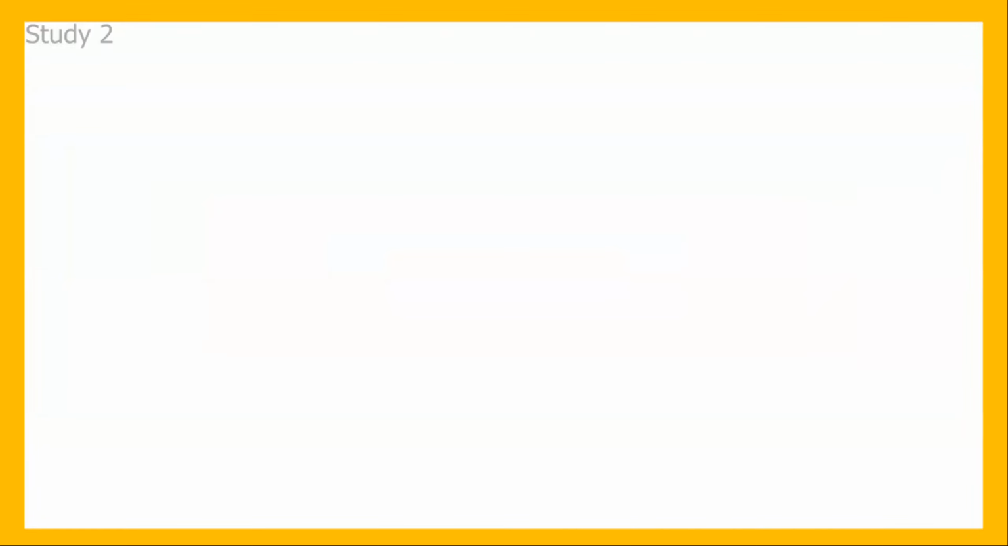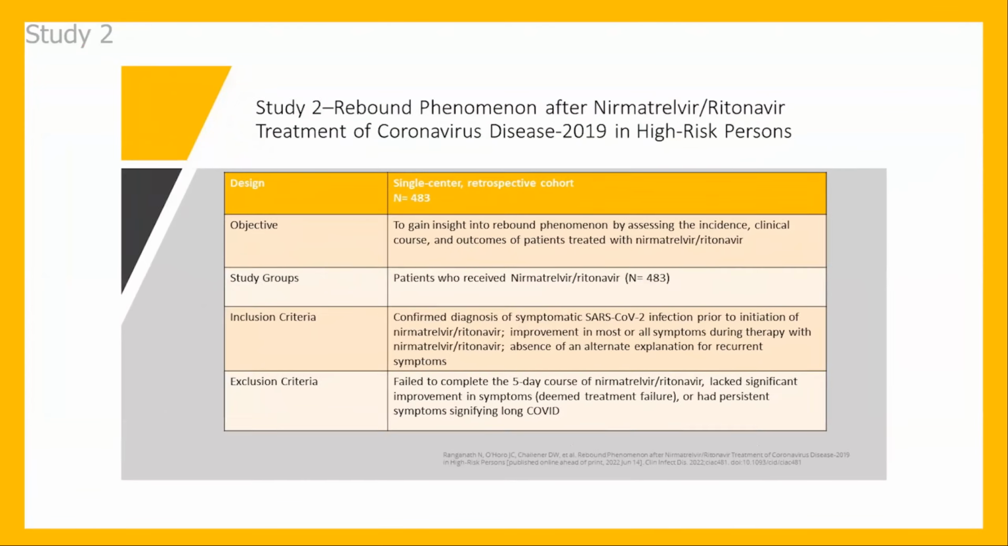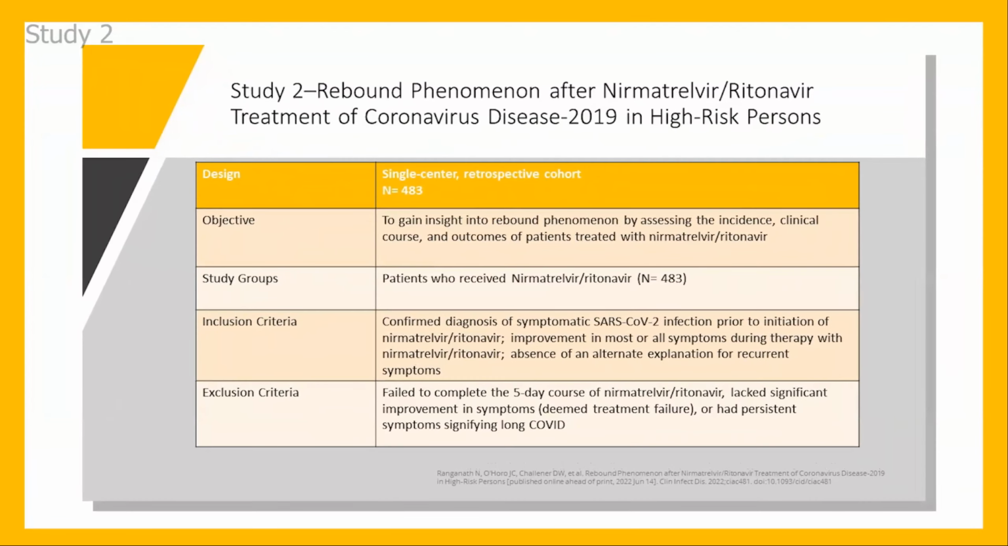The second study we'll discuss was published in Clinical Infectious Diseases in June 2022. This was a single-center, retrospective cohort study of patients who received nirmatrelvir, ritonavir at Mayo Clinic in Rochester, New York. This study included 483 patients.